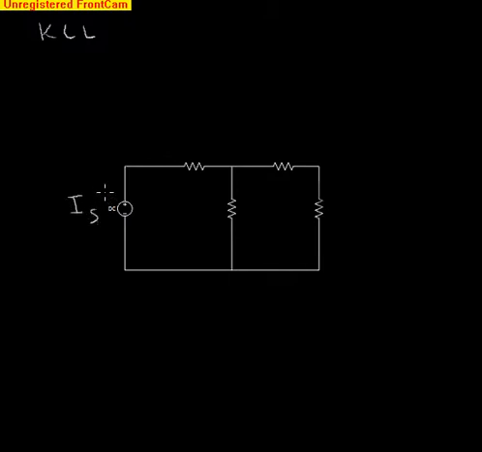We have a source current coming into the circuit. We have a current passing through this resistor. We have a current through this resistor. And here. And here. Okay, and what we're going to do is use the convention that current going into a node is positive and leaving the node is negative.